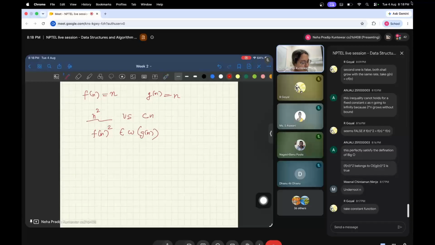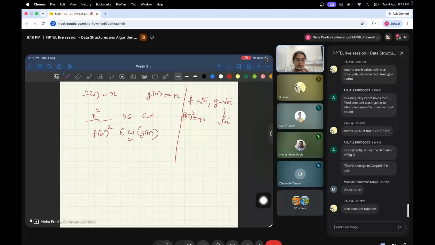No, sorry. If you take f to be square root n, and g to be also square root n, then f of n squared will be n, but this is square root n. So they are not the same according to the order notation. This will be omega of.